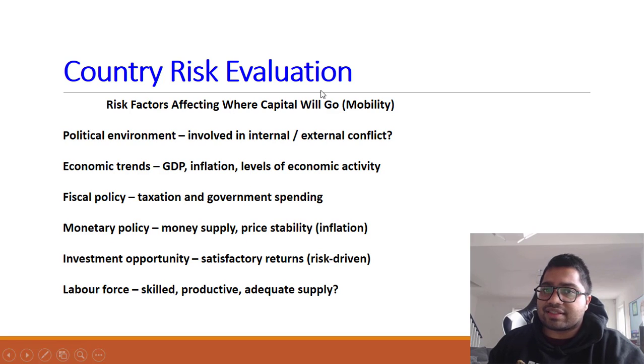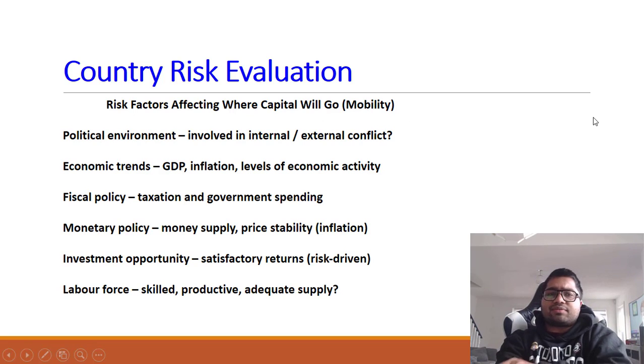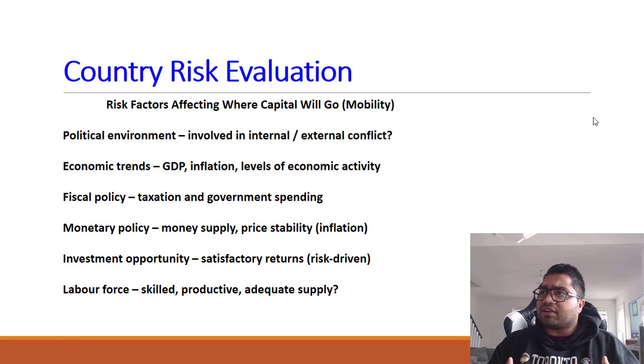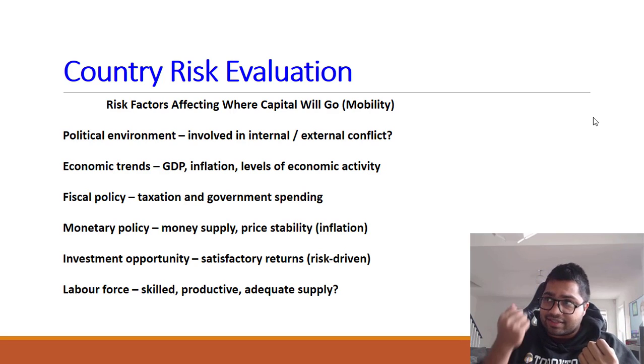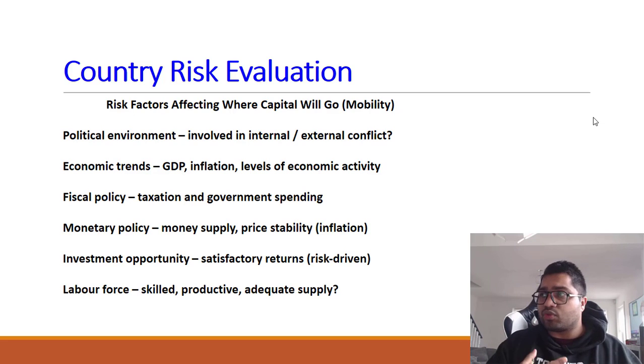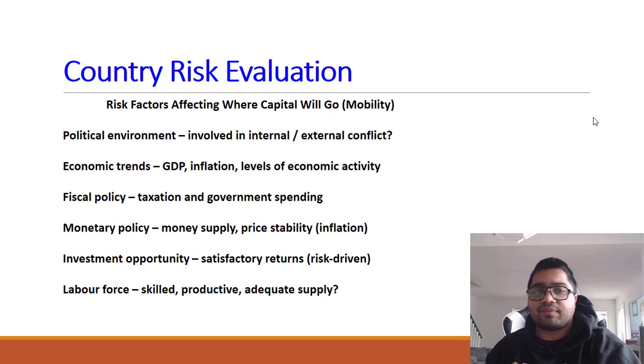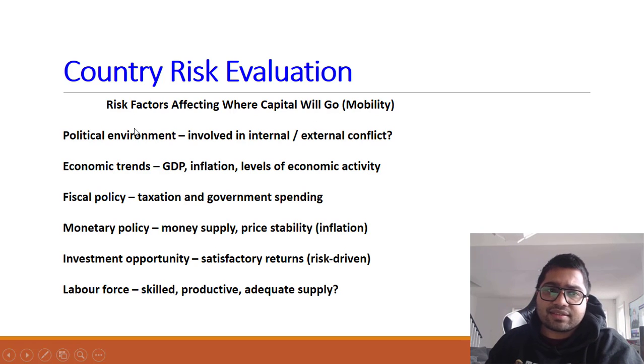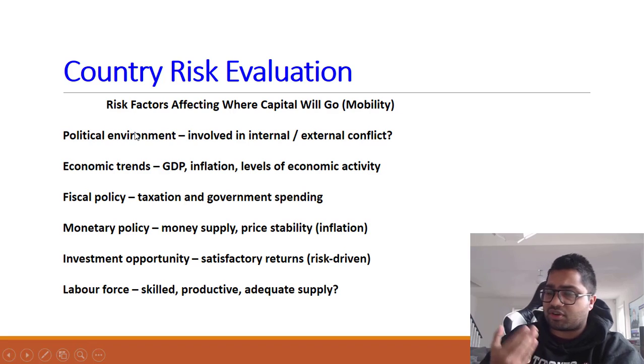Now, country risk evaluation. Risk factors determine where capital will go. So mobility. What does this mean? Capital will always try to make a trade-off between expected returns and risk. If it is getting risky but the returns are not improving, then the capital will take flight. So it will move out of it. If returns are increasing, risk is going down, quality is improving, capital will come there. So capital inflows and outflows depend on a lot of things.